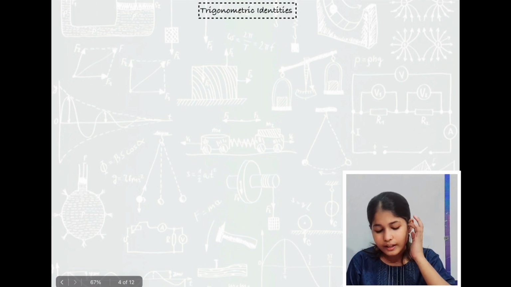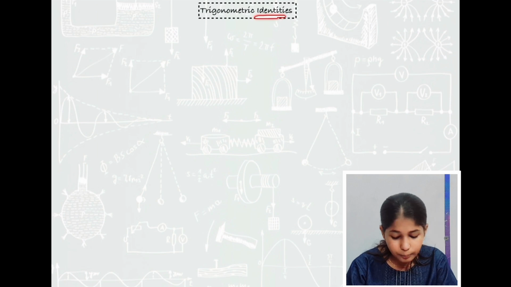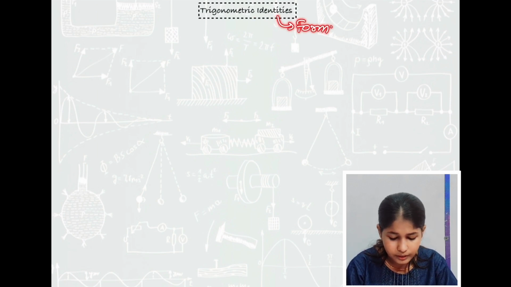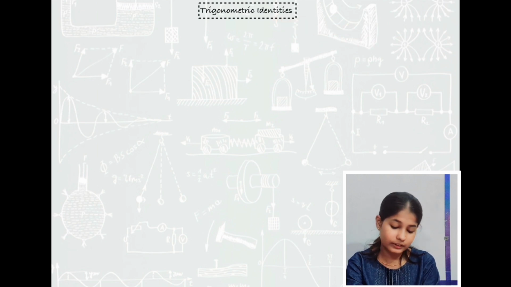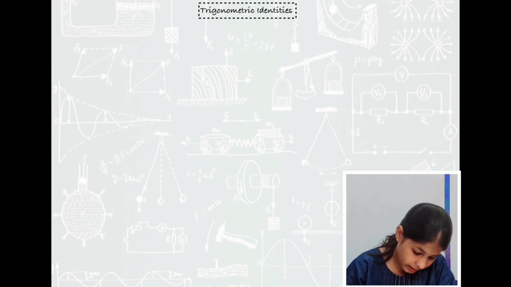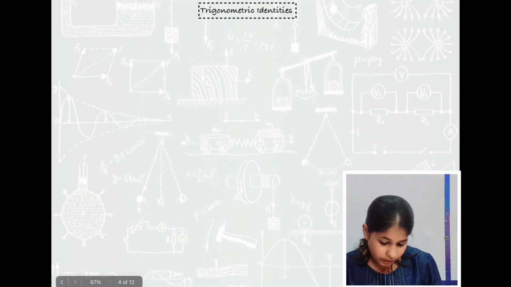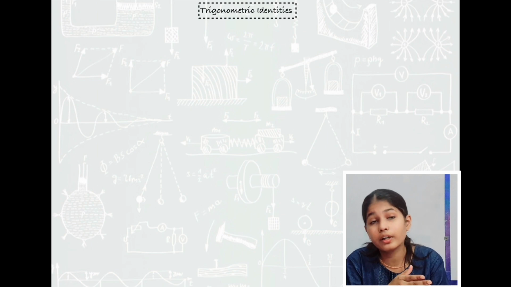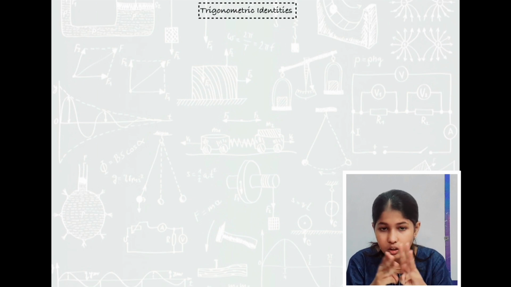Now, third is our trigonometric identities. What are these trigonometric identities? They are like formulas, which will never change. Simply, formulas never change. One important thing that I hope you all can remember is that already in class 10, I think, you have learned three identities.